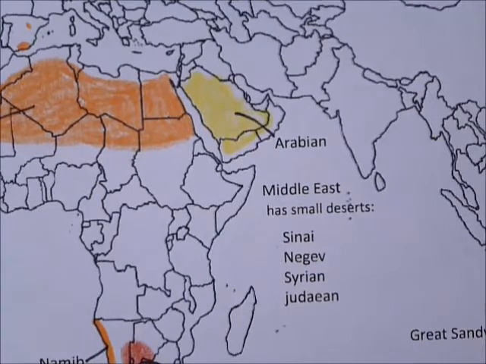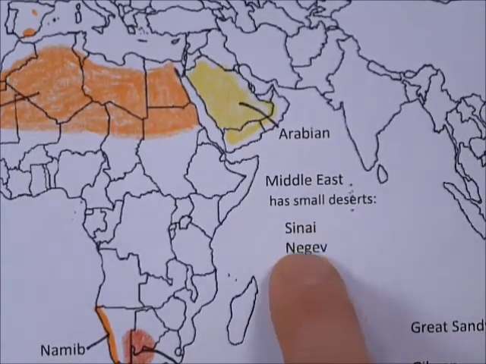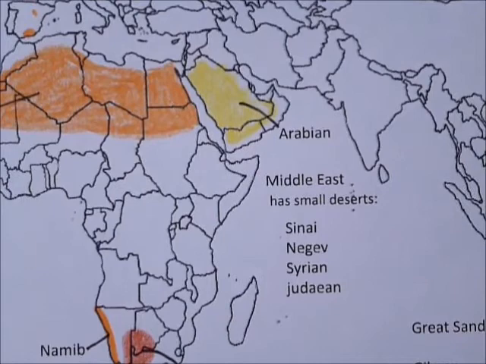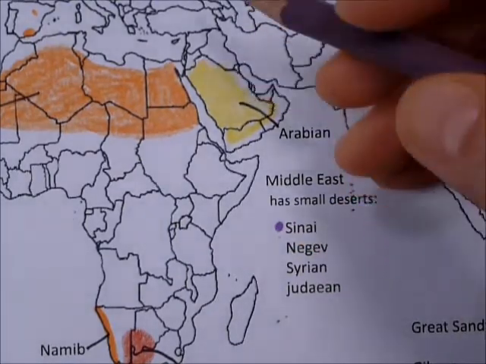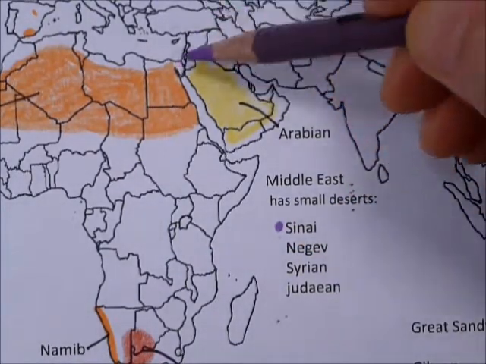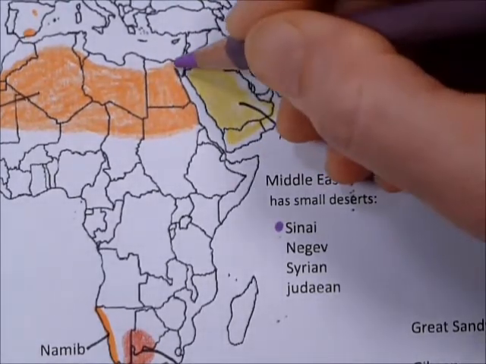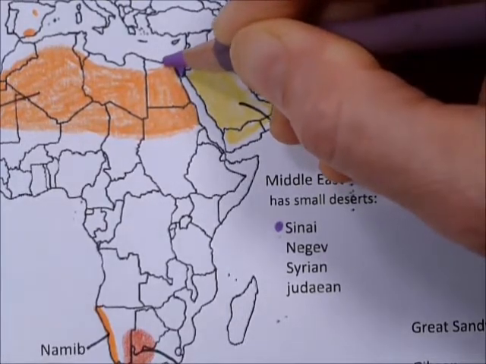And then there's some smaller deserts that I decided to label because I thought you might have heard of them, like Sinai, the Negev, the Syrian, and the Judean. Might be ones that you're familiar with. So the Sinai, let's see, I'm going to maybe choose purple. I'm going to put a dot of color like this next to it. And I'll go over here. The Sinai Desert is the Sinai Peninsula, which is this little triangle between Africa and Arabia. Like that.